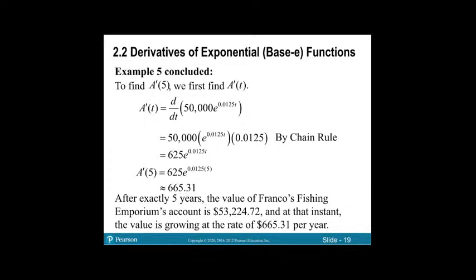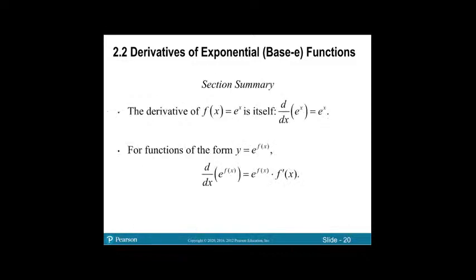And then we have a section summary. The main thing here is that the derivative of e is itself. Okay, and then this is like the chain rule. The derivative of e to some function is itself times the derivative of that function. And that's the main thing. We got done a little bit early with this section, which is okay.